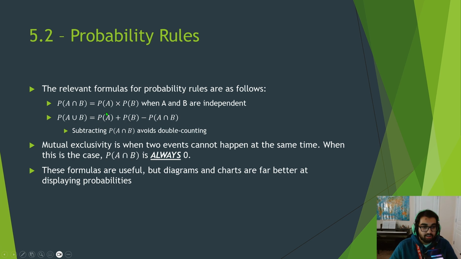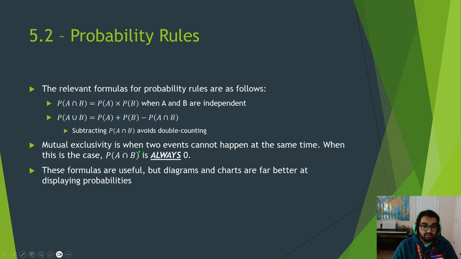The probability of A or B is a little bit trickier. It's the probability of A plus the probability of B minus the probability of A and B. I'm going to show how this works a little bit by virtue of a Venn diagram. So we'll go over that soon, but just for now, know that subtracting the probability of A and B avoids double counting, which is why you have to do that.